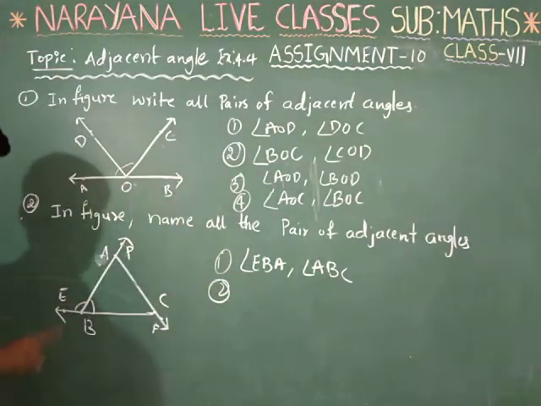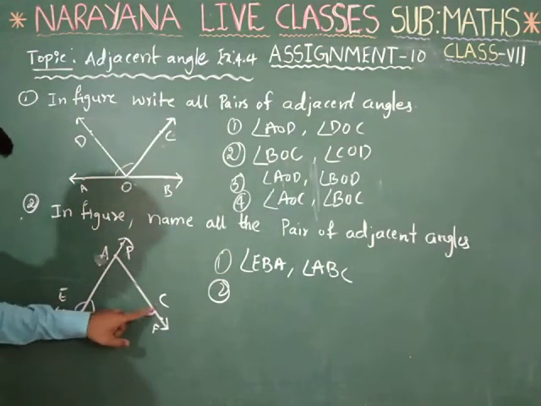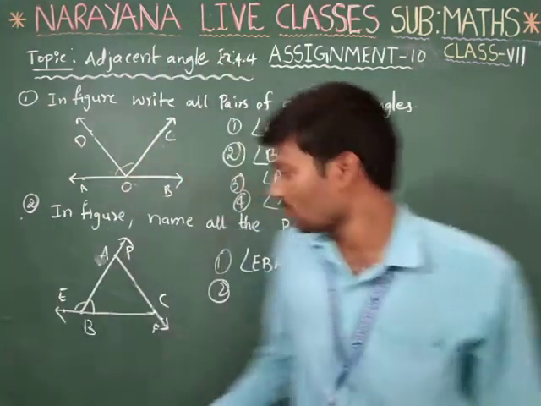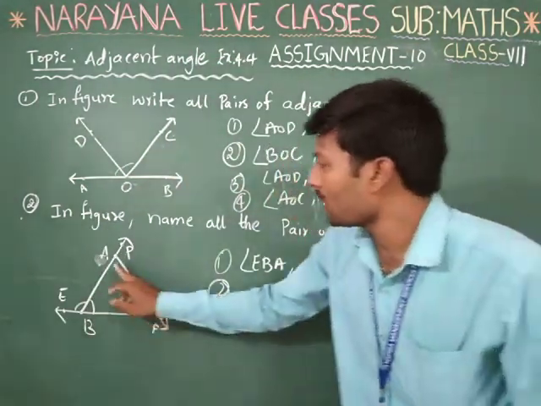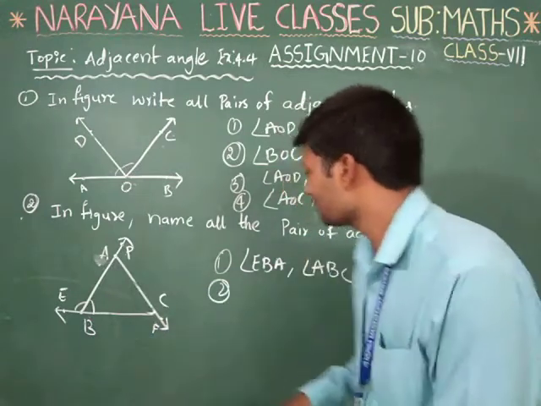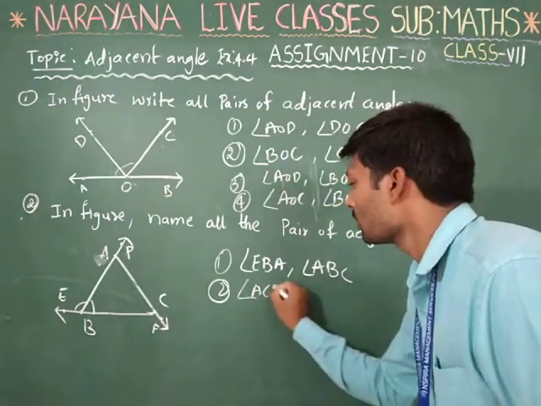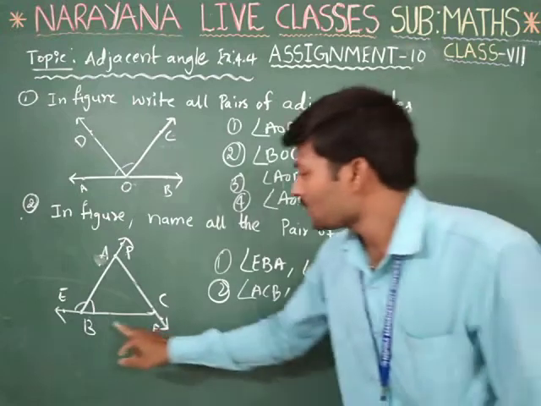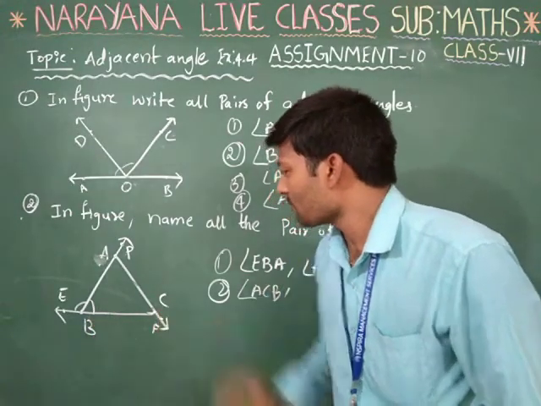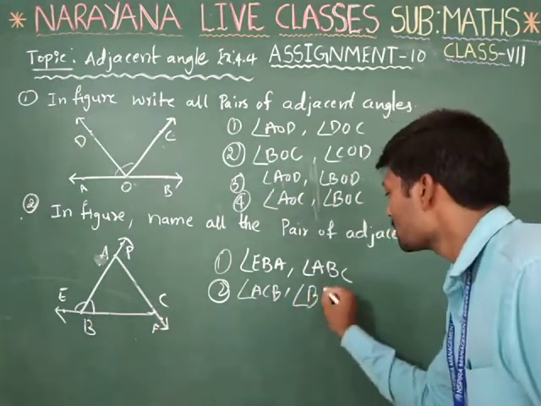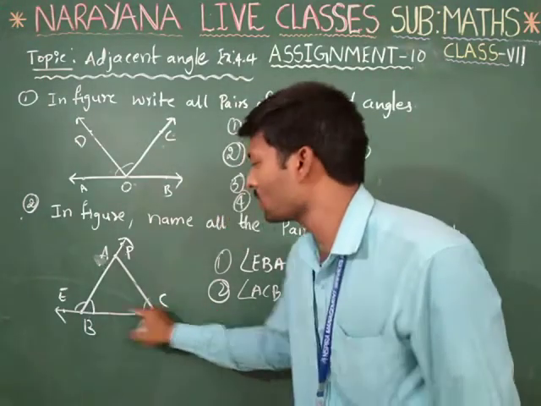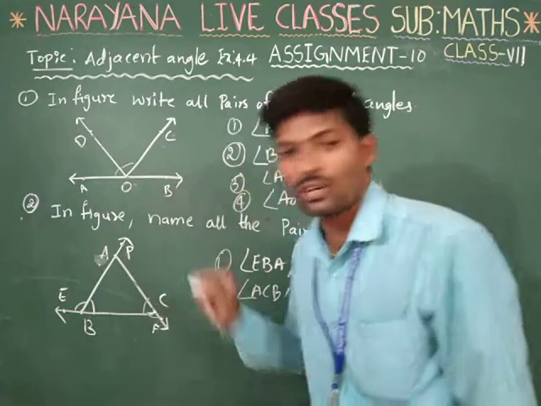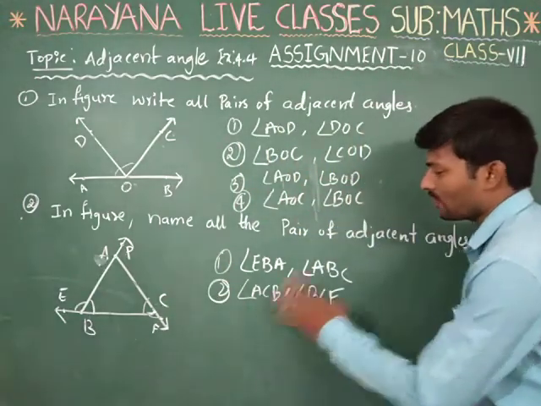Let's take the second one, angle ACB. If you take this from triangle PBF, you can take angle ACB as well as angle BCF. These two angles have a common arm as well as a common vertex, so this is one pair of adjacent angles.